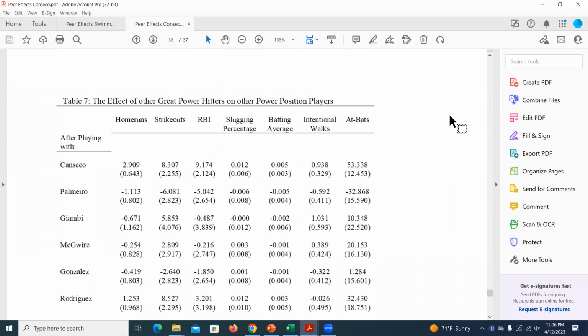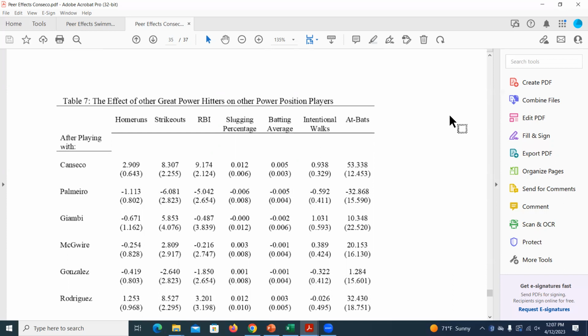But they limited the regressions to more power position players. So I think they got rid of second baseman, shortstop, and had a smaller subset of positions where you usually see higher home runs. And then they ran those same regressions, found that the estimates were a little bit higher. So notice this is 2.9, so after playing with Jose Canseco, a player's expected home runs went up by 2.9. Their expected strikeouts also went up by 8.3. This is on a season average.